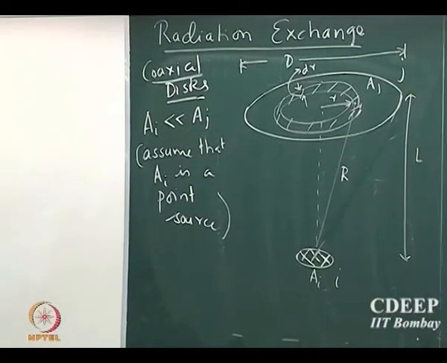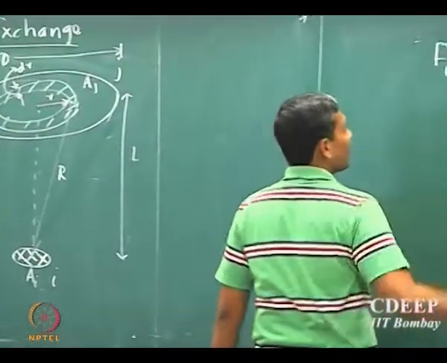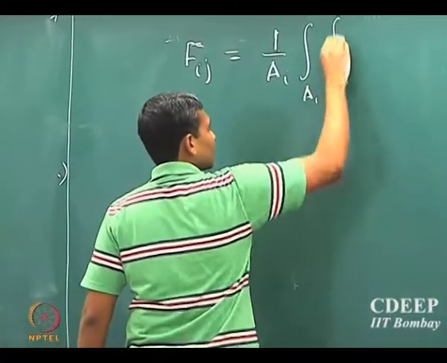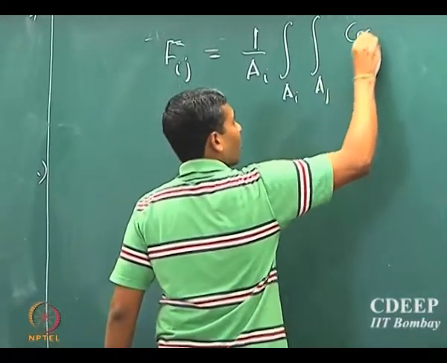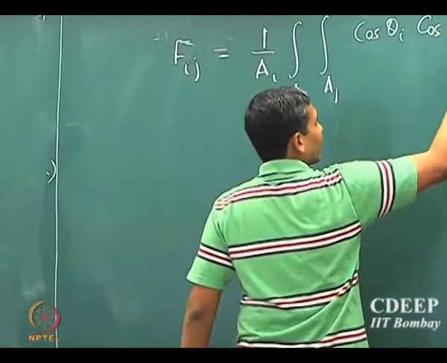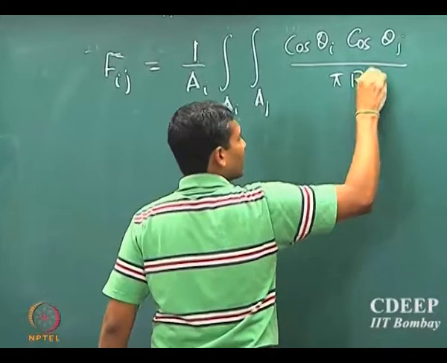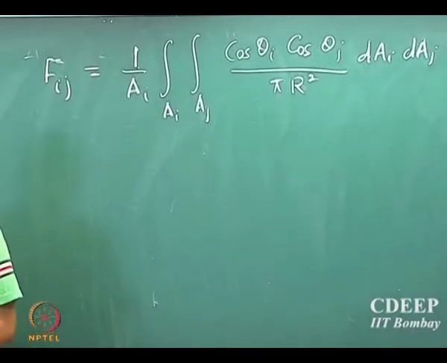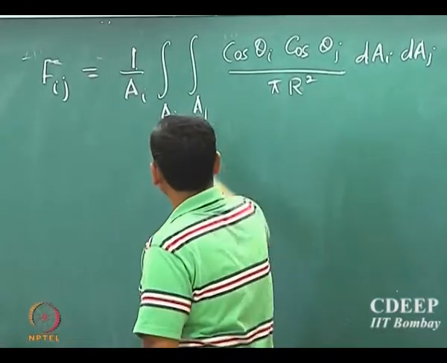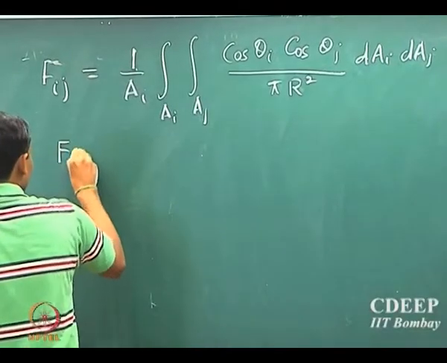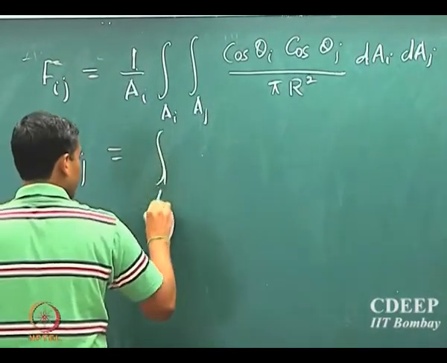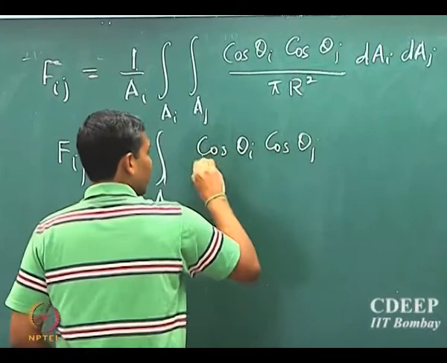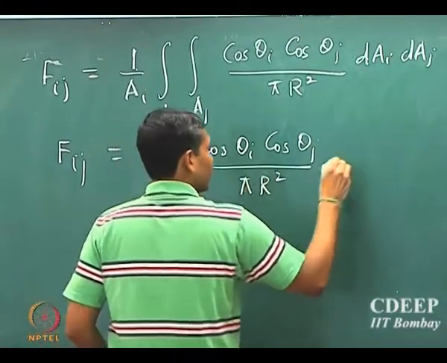So, the view factor Fij is given by 1 by Ai integral over Ai, integral over Aj, cos theta i cos theta j divided by pi r square dAi dAj. I have assumed that i is a point source, so I can simply integrate it out, and so this is essentially integral over Aj of cos theta i cos theta j divided by pi r square into dAj.